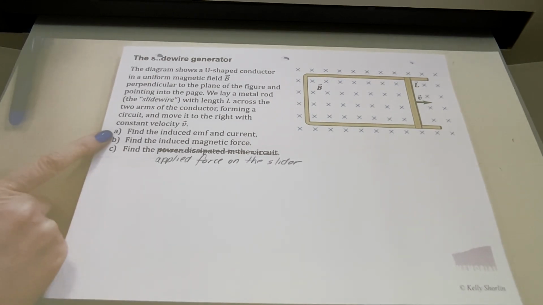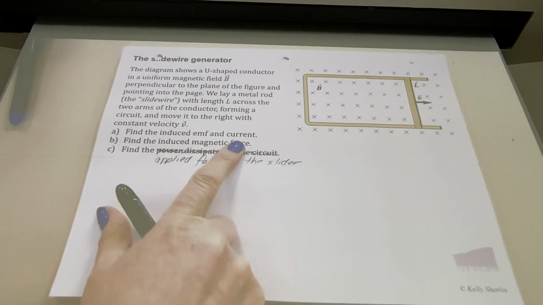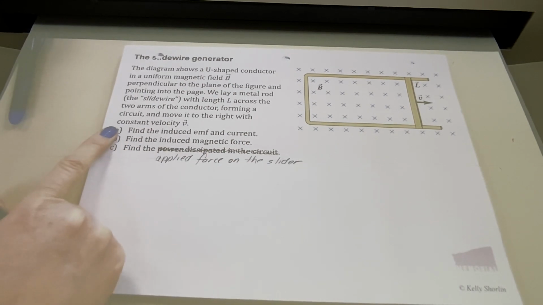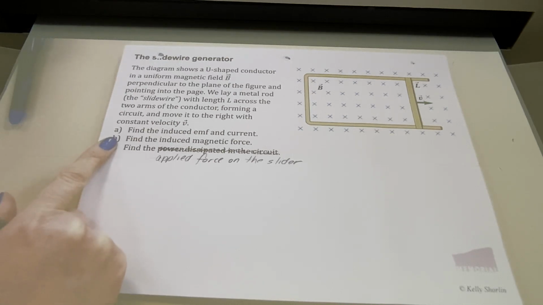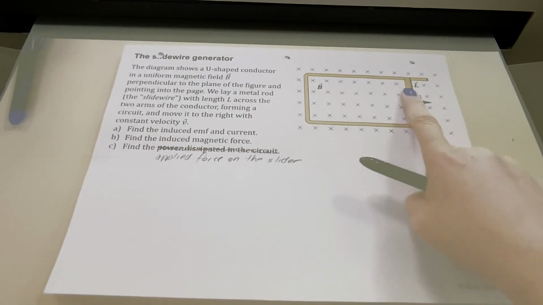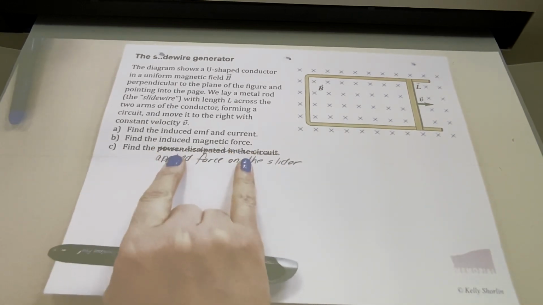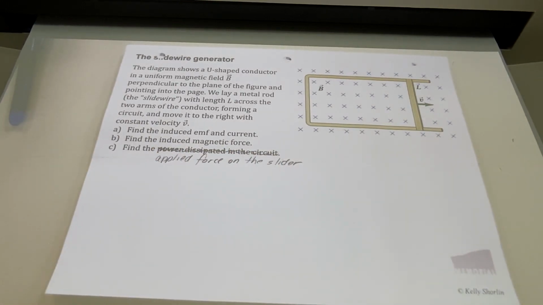Typically, we're asked to find the induced potential and current. Current, of course, will include the direction of current. To do this, we'll think about the direction of the induced field. We'll also find the induced magnetic force on this slider bar, put that in the context of magnetic braking, and then see how hard we had to pull it to make it slide.